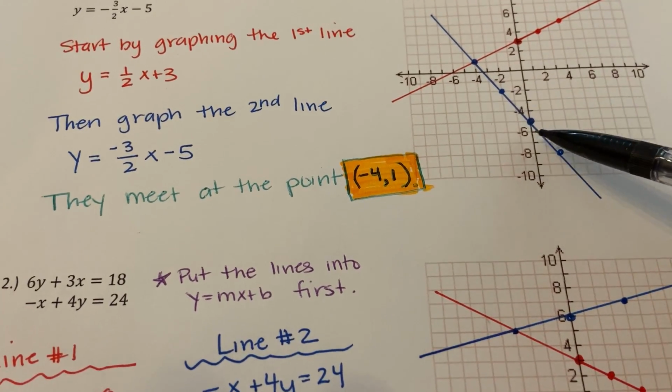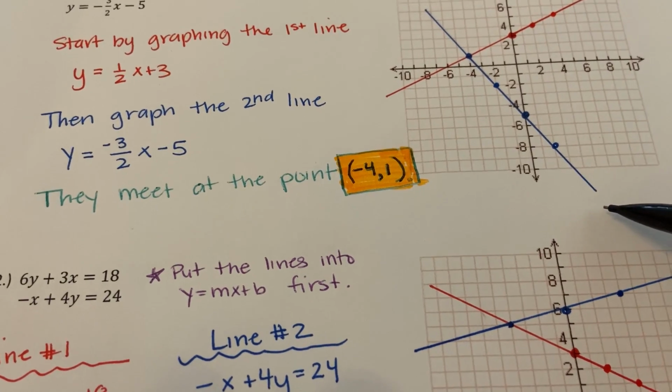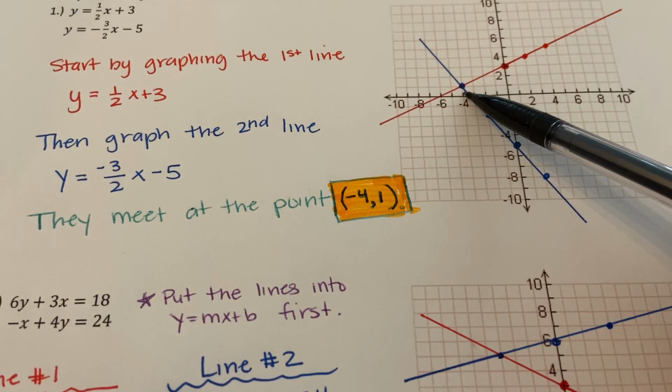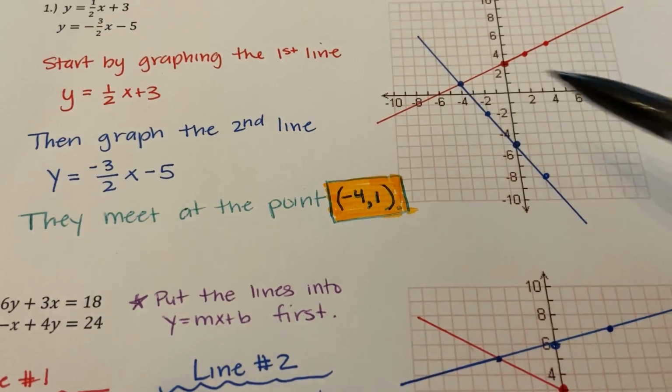Once I have a couple points on my line, I'm going to draw a straight line. We can then see that the two lines intersect at the point -4, 1, and that's our solution.